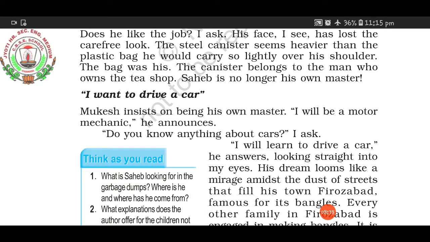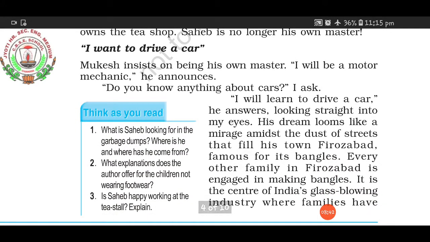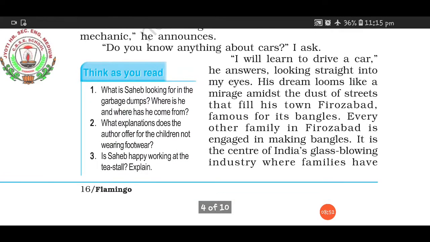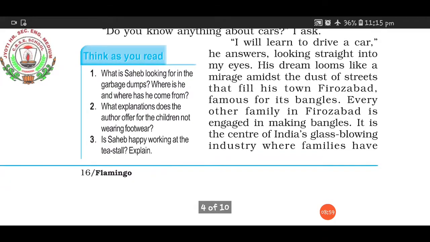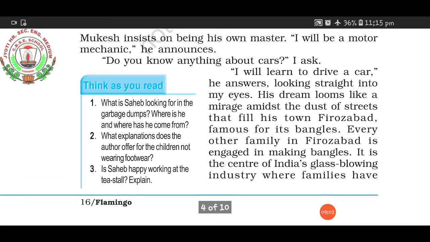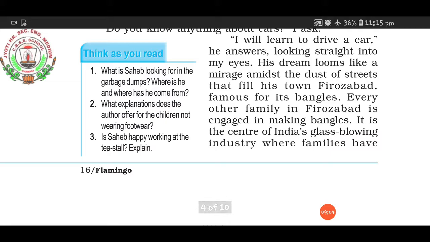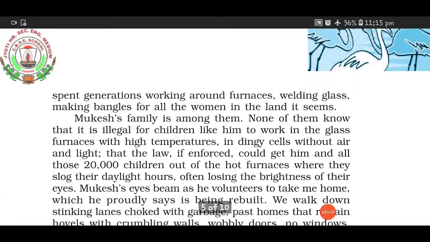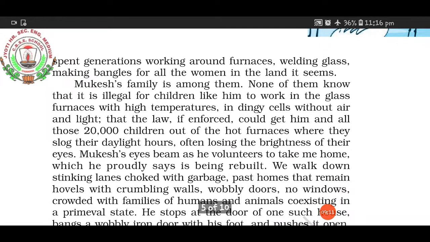Now, Mukesh lives in Firozabad. I hope you might have come to know about Firozabad through the previous video, and as such you might be knowing that it is a famous glass blowing industrial area of India, and most of the glass industries are located over here. And the very auspicious glass bangles, which the ladies of our land put on, are made in this place itself in Firozabad. And it has been said that Mukesh's family was one among them who makes the glass bangles.